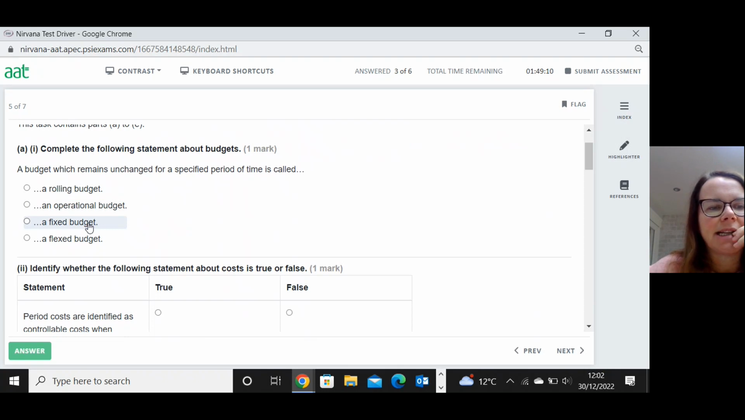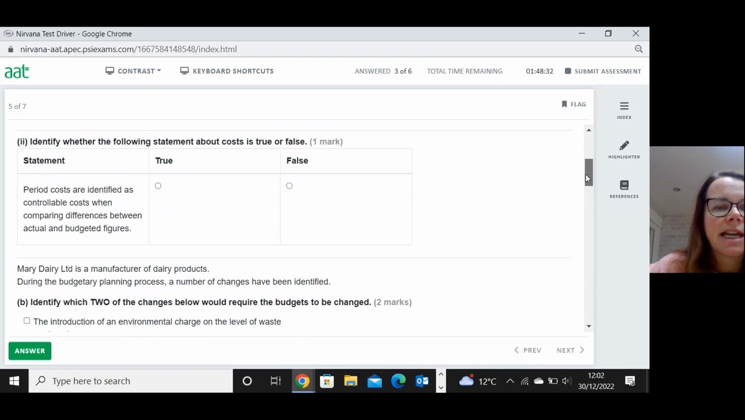A fixed budget. Well, the name's in the question, isn't it? Fixed budget. If it's fixed, it doesn't change. Remains unchanged for a specified period of time. Whereas a flexed budget, you are going to adjust your original budget depending on what you actually produced, like we just saw in that last question. So I'm happy then that a fixed budget is the correct answer.